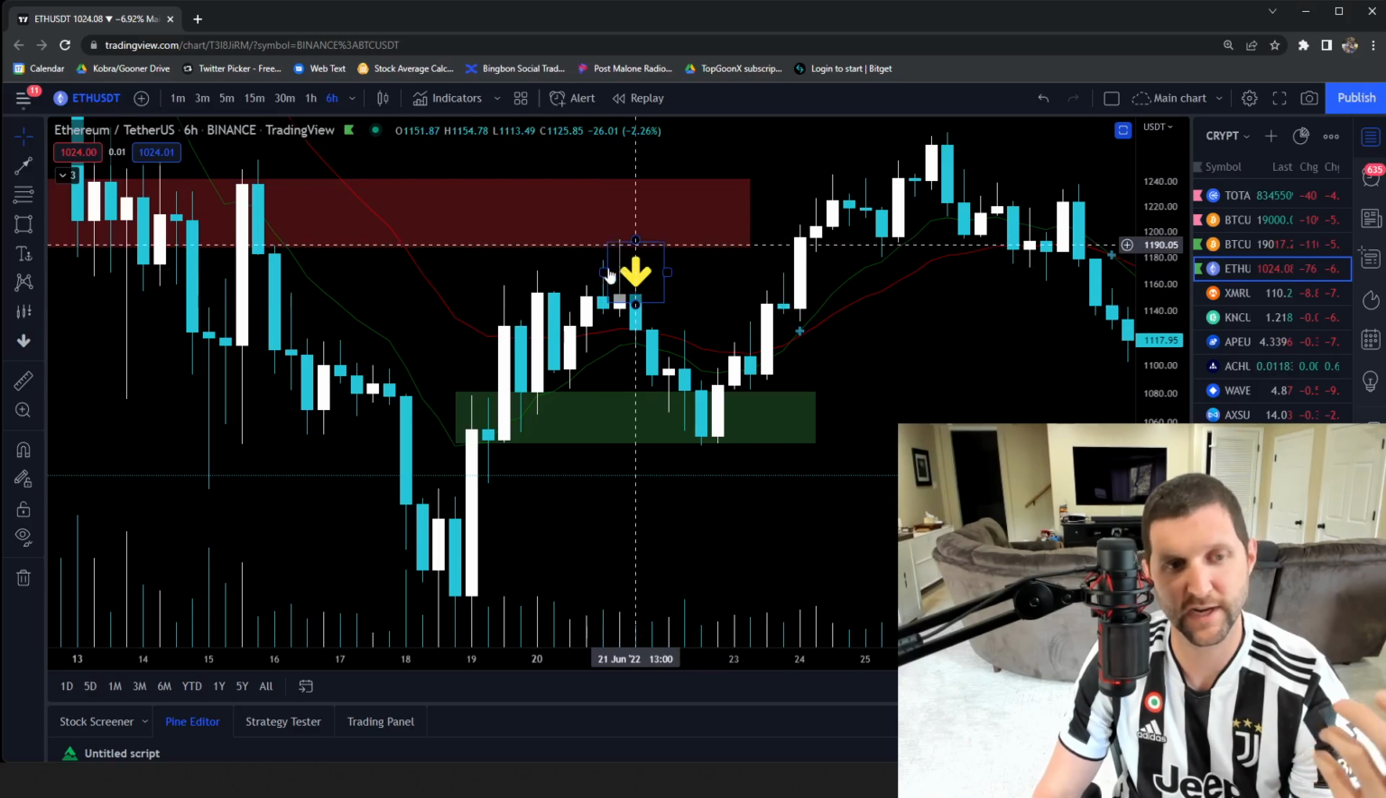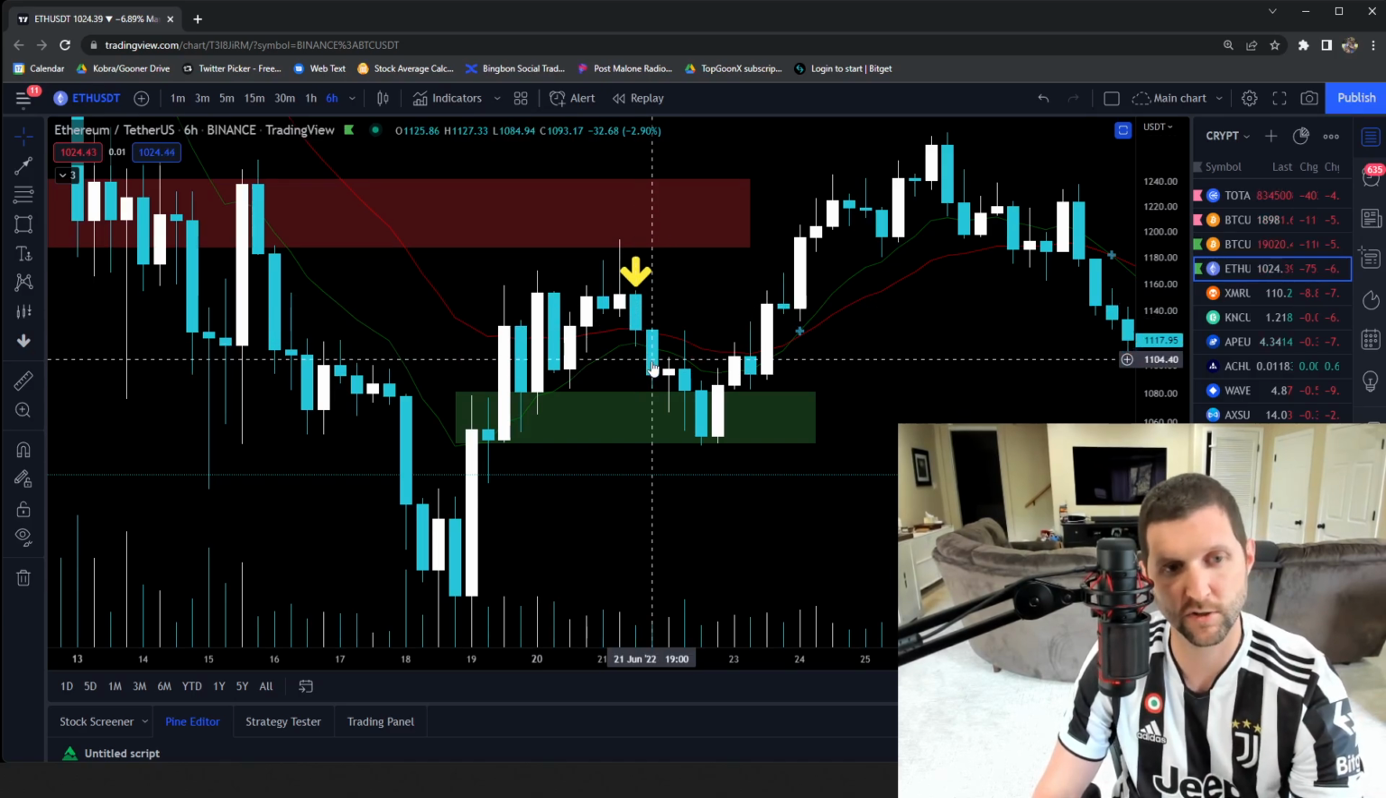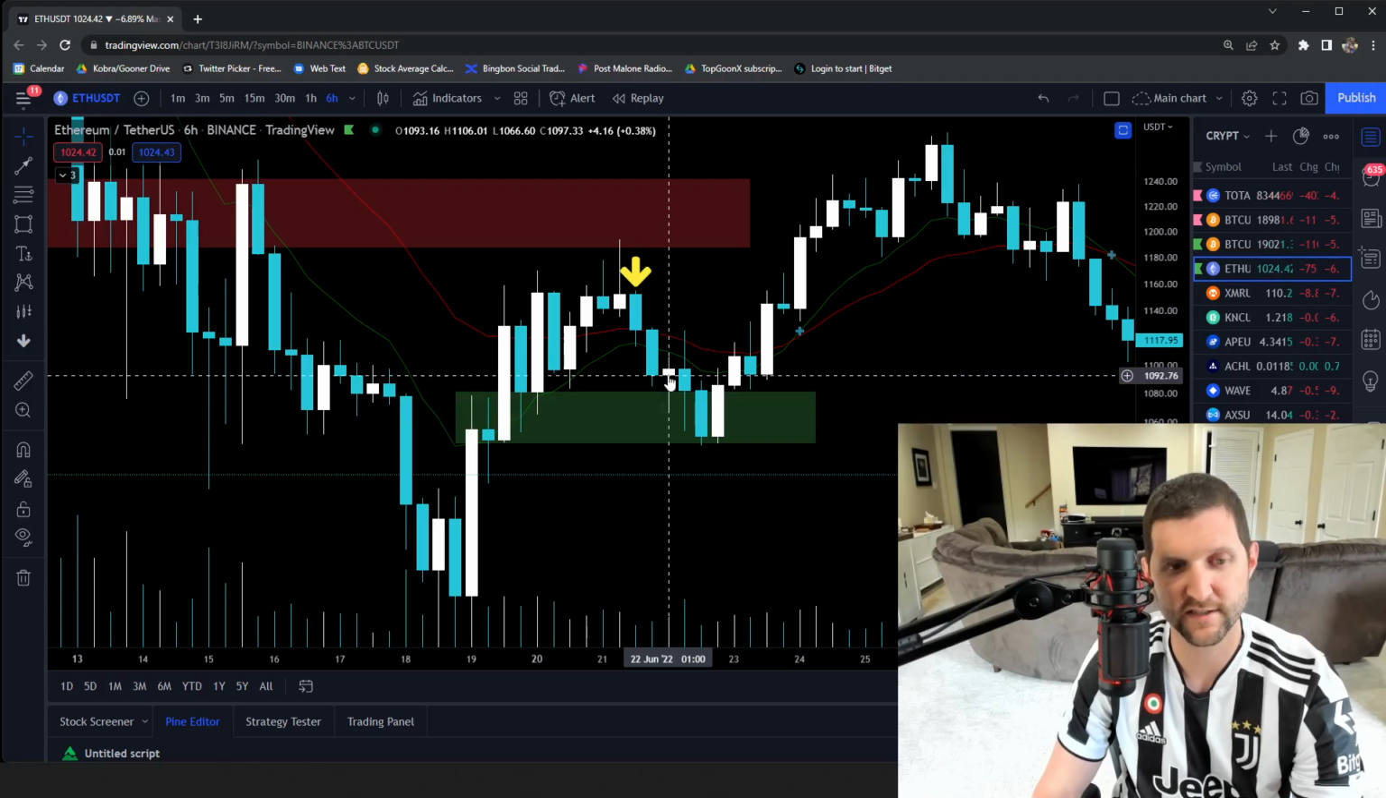Maybe you get in because you've got double rejections and you start to see low time frame momentum shifting to the downside. You get in here. You get 2 days of bearish momentum. A third day starts to wick back up.